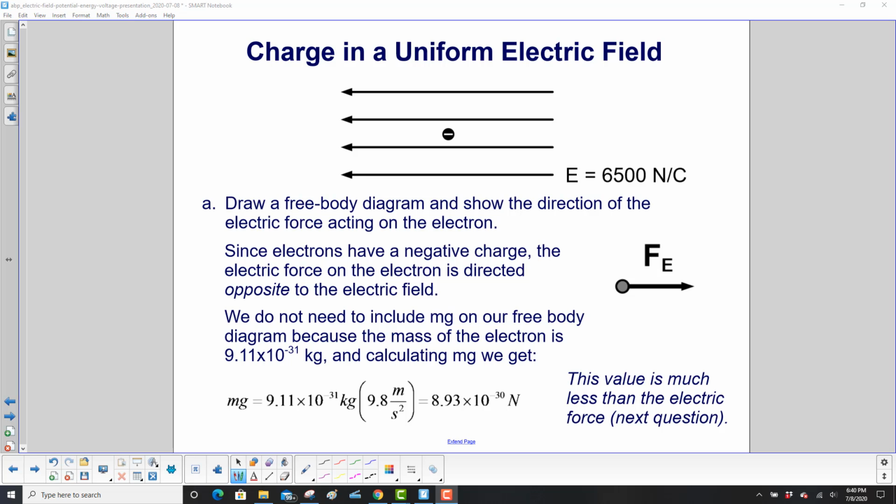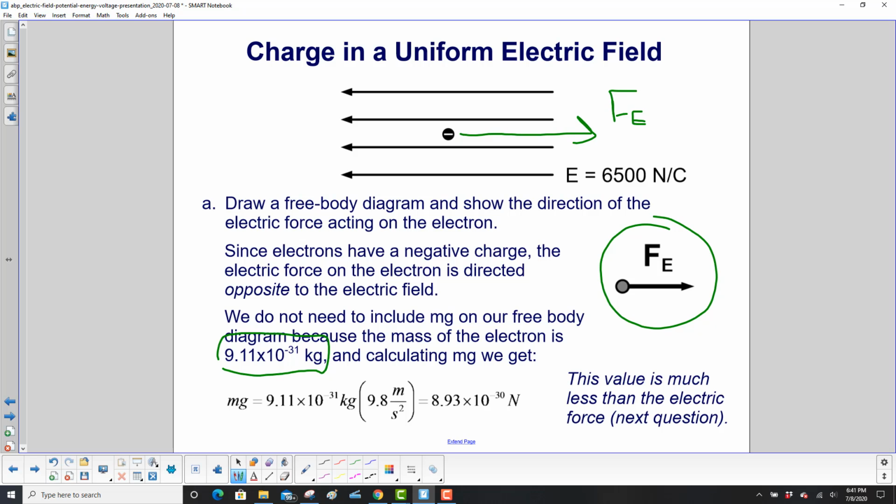Draw a free body diagram and show the direction of the electric force acting on the electron. Electrons have a negative charge, so the electric force on the electron is directed opposite to the electric field. So our force is going to be to the right, just like this. We don't need to include mg in our free body diagram because the mass of the electron is 9.11 times 10 to the minus 31 kilograms.